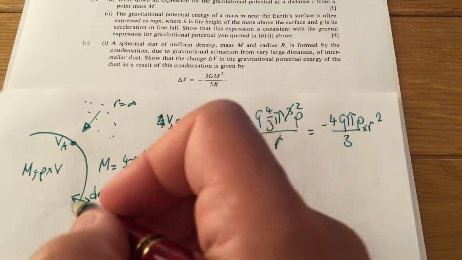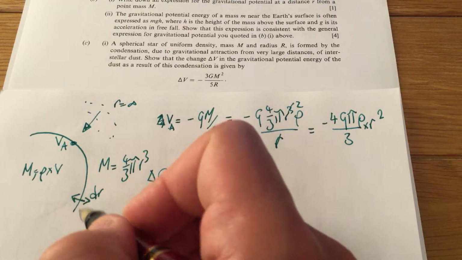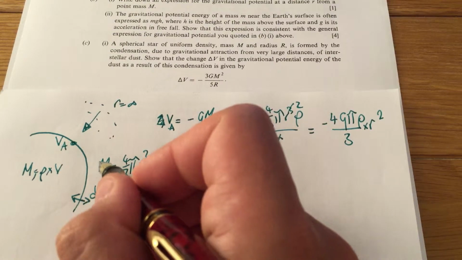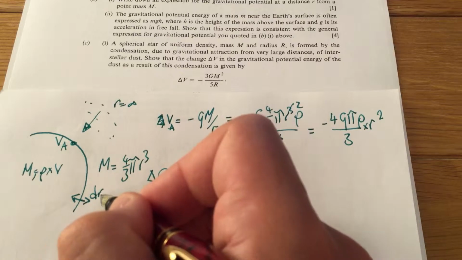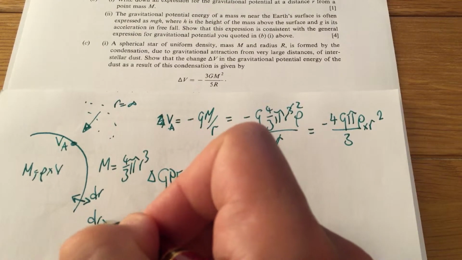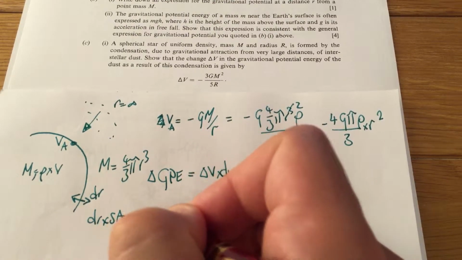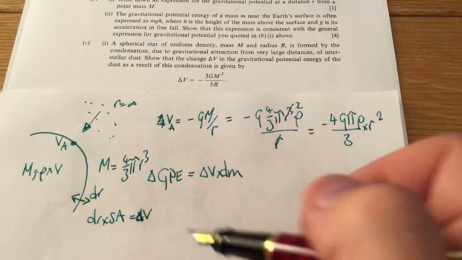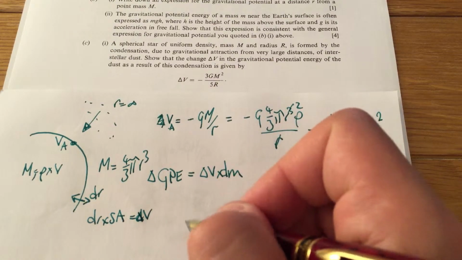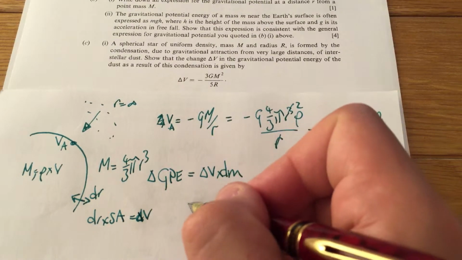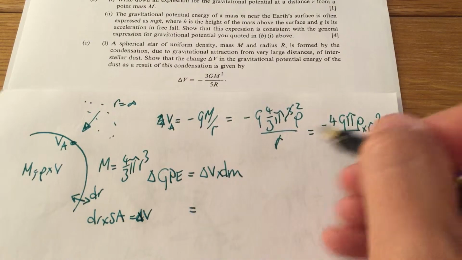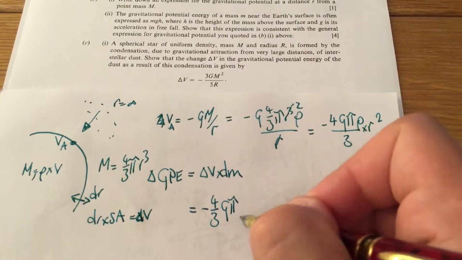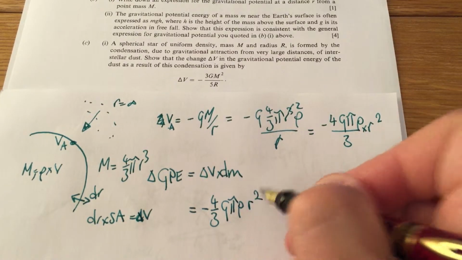Now the change in mass is going to be a volume times the density again, but of course this is going to be the height of it, so I need to multiply the height, delta R, by the surface area. So delta R times the surface area is going to give me a delta volume, and then multiplying that by density is going to therefore give me the mass.